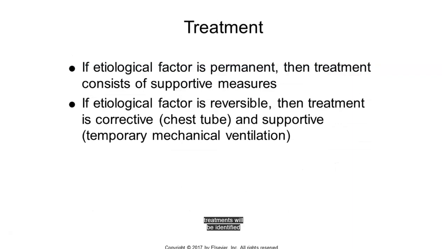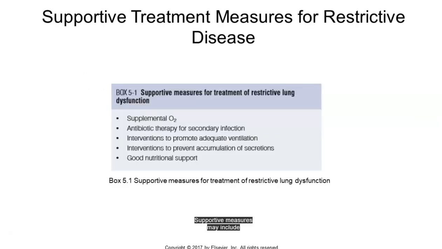Treatments will be identified as either supportive for permanent restrictive lung conditions, or corrective treatment if the patient's condition is reversible, such as chest tubes, or supportive until the patient's condition improves, such as mechanical ventilation. Supportive measures may include oxygen, antibiotics for secondary infection, CPAP, BiPAP, or mechanical ventilation, aerosol treatments, suctioning or CPT, and good nutritional support.